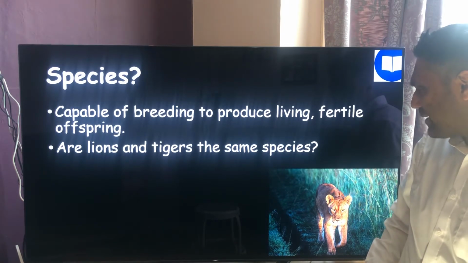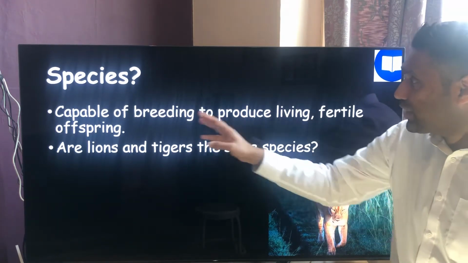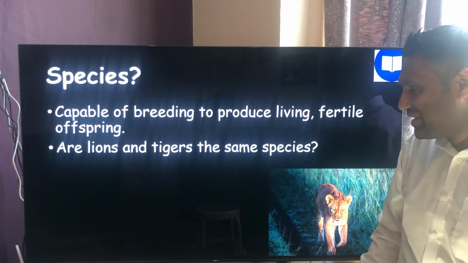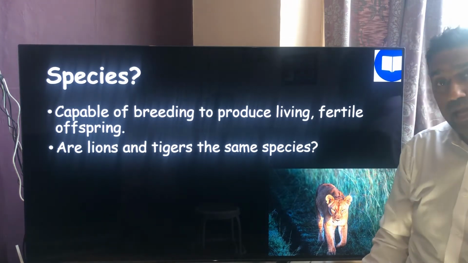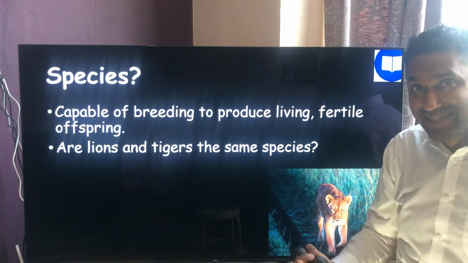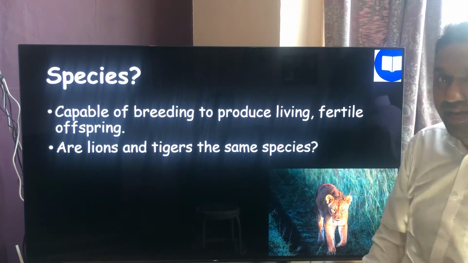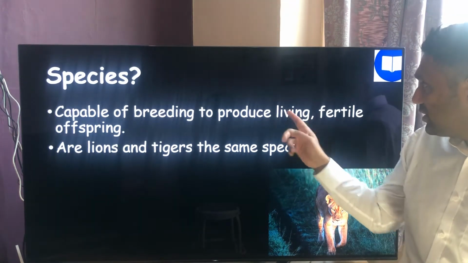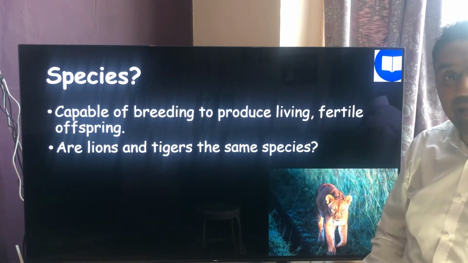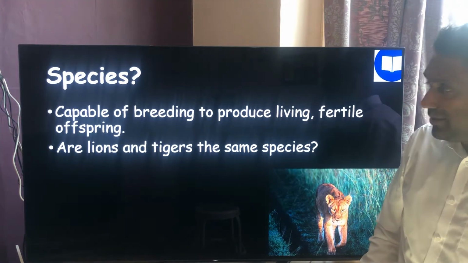Now, are they the same species? If it was the other way around, if the dad was the tiger and the mum was a lion, you'd get a tigon, which sounds a bit odd, but that's what you'd get. But are they the same species? The answer is no. They come from the same family, the Felidae family, the cats, but they're not the same species. How do I know? Because this liger is infertile. These guys have produced living offspring, but it's infertile, so it's not the same species. So ligers can't produce liger babies.